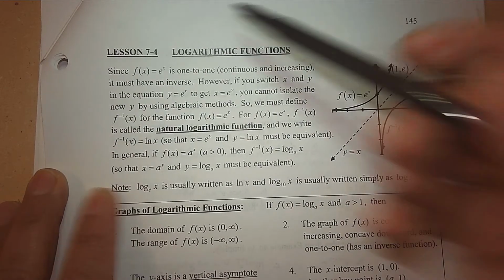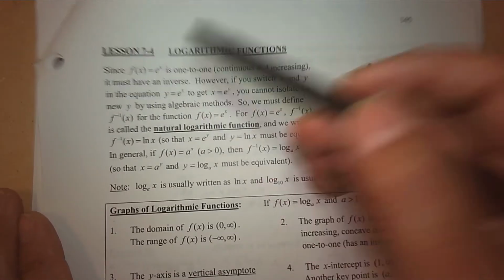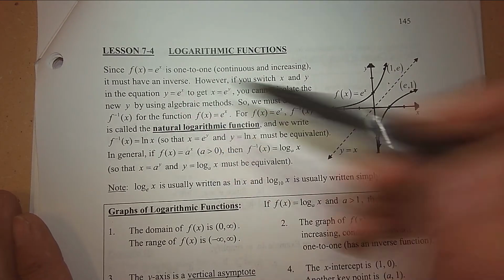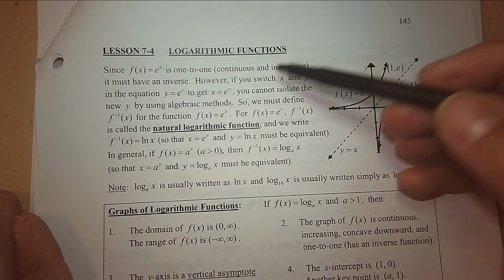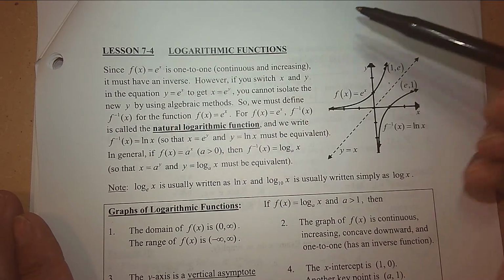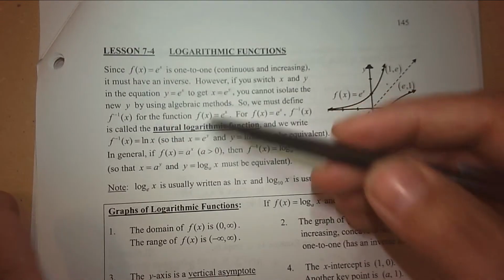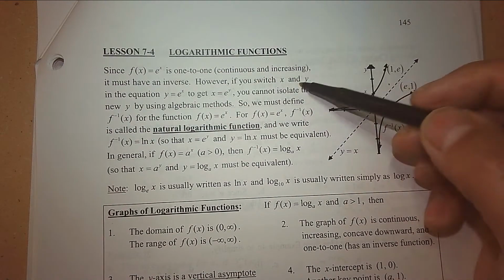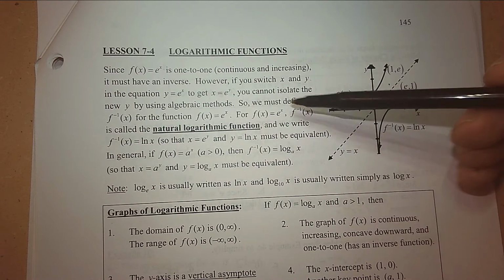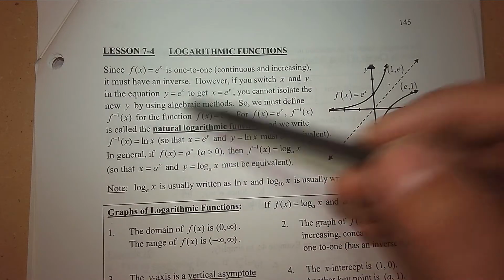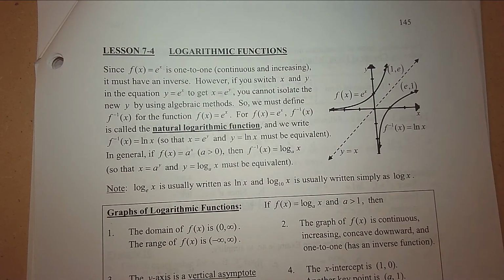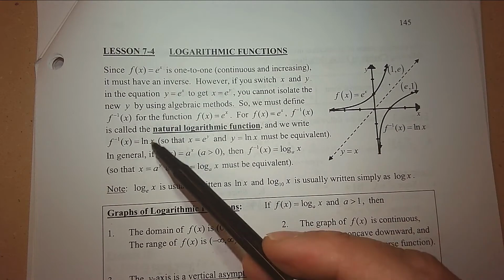So, since f of x equals e to the x is one-to-one, it's continuous and increasing, it must have an inverse. However, if you switch x and y in the equation, you get x equals e to the y. How would you get y by itself then? You need a logarithm, because a logarithm undoes an exponential. So you can't isolate the new y by using algebraic methods, so we must define the inverse as a function, and we define it, in this case, as a natural logarithm for e. And instead of writing it out, we write it as a logarithm.